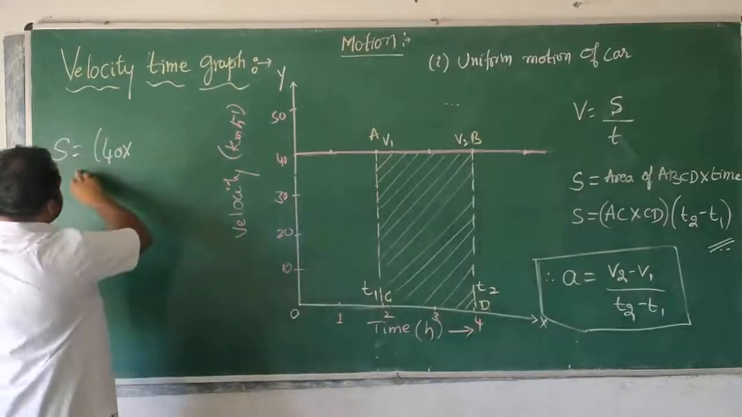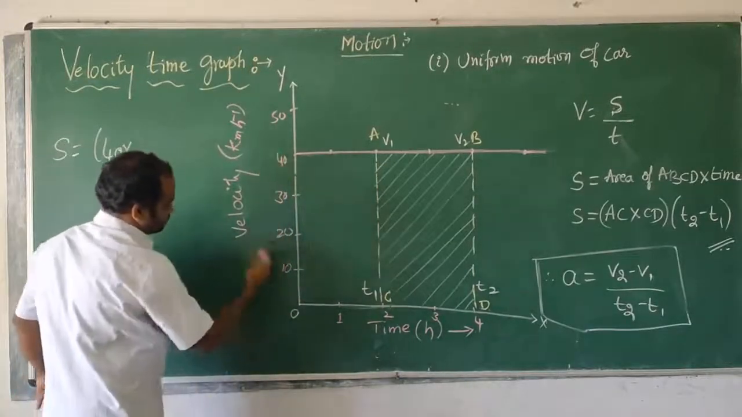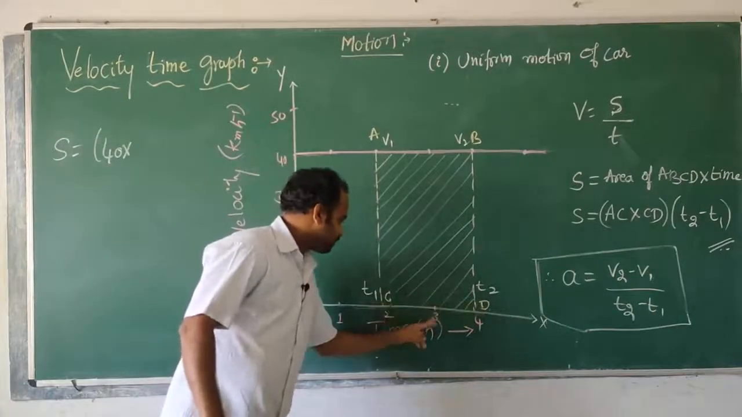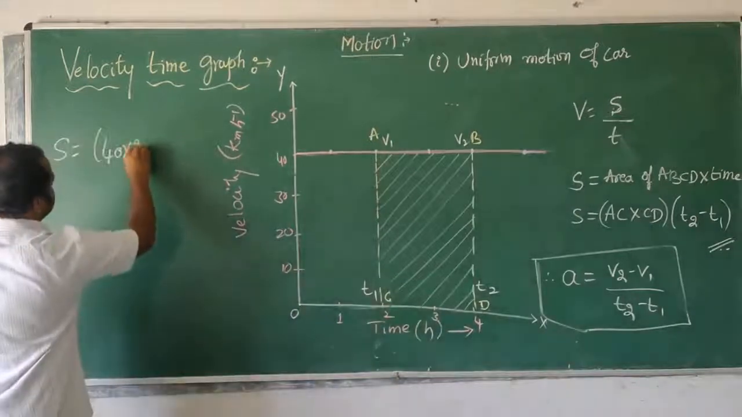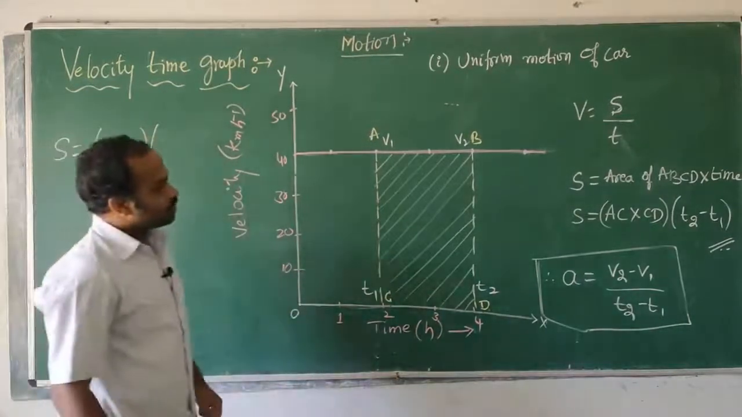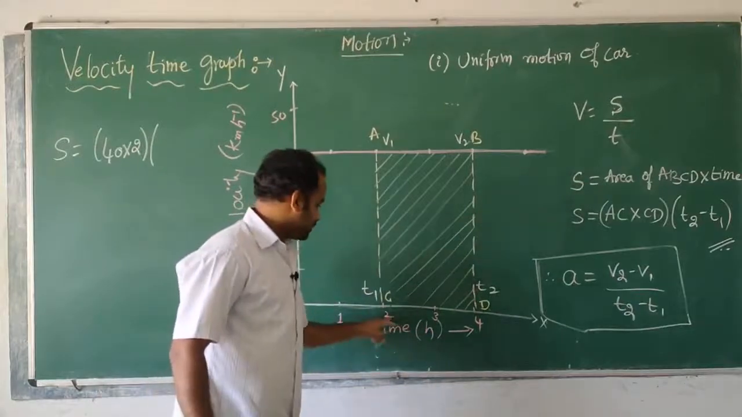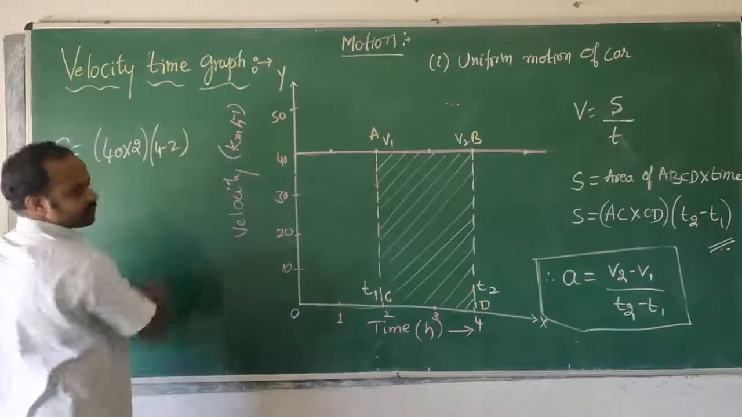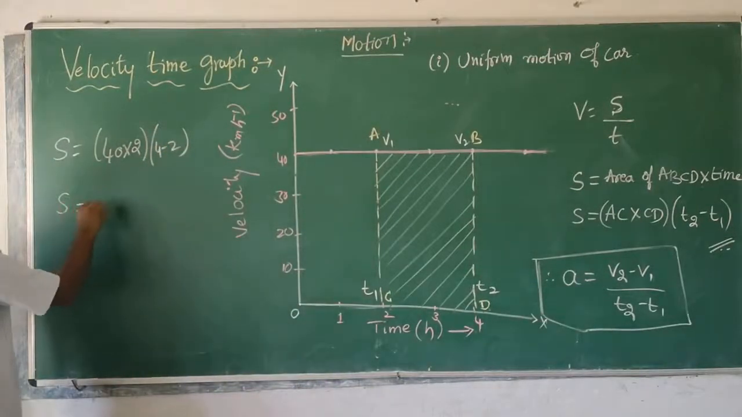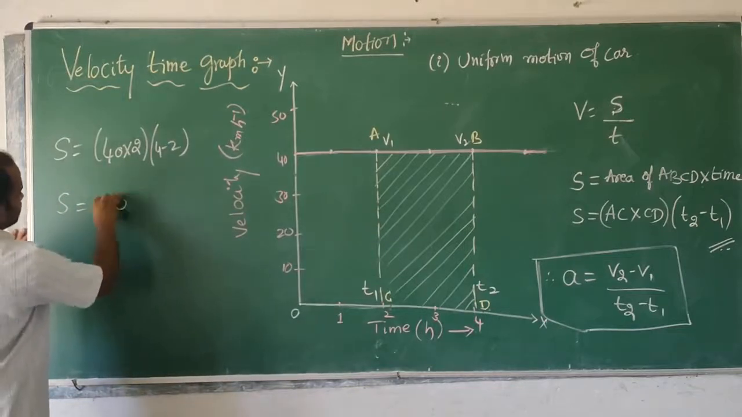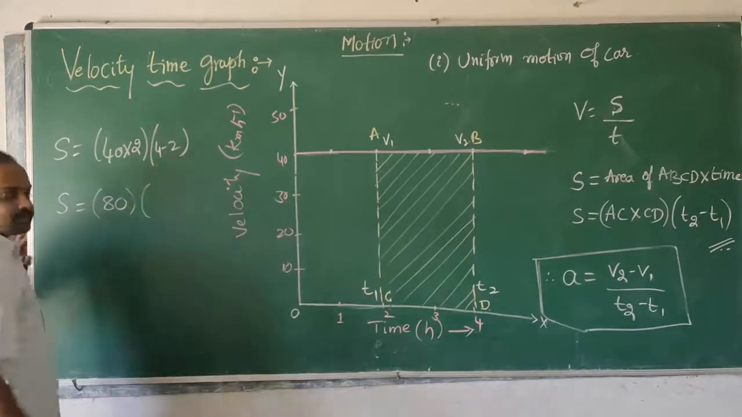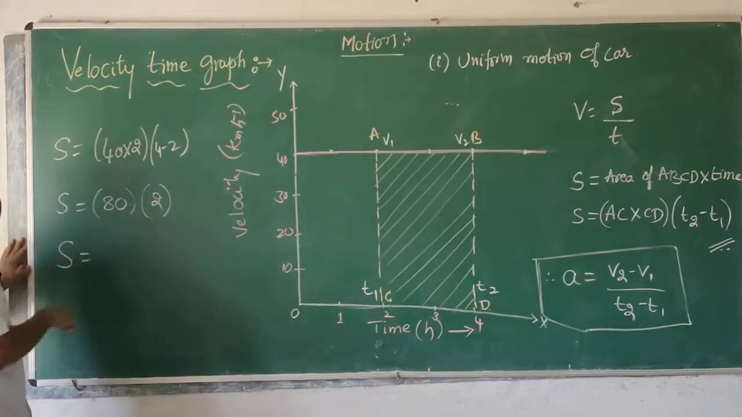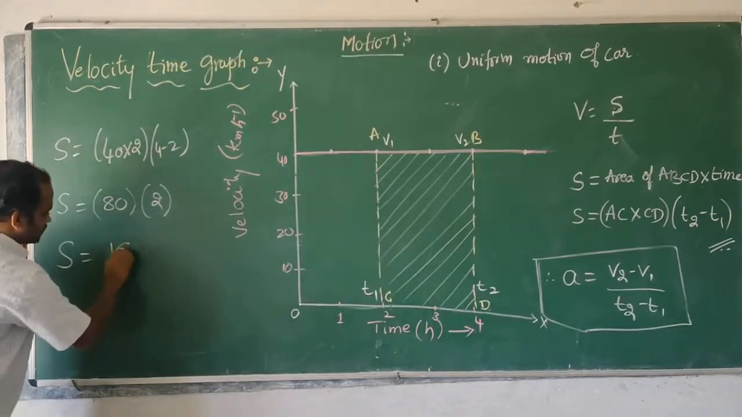Here 0 to 40 is 40 kilometers per hour for AC, and CD is 2 hours. Okay, 40 into 2 into bracket T2 minus T1. T2 is 4, T1 is 2, so 4 minus 2. Therefore, what is the total distance traveled? 40 into 2 is 80, into 4 minus 2 which is 2. Therefore, S is equal to 80 into 2, which is 160.